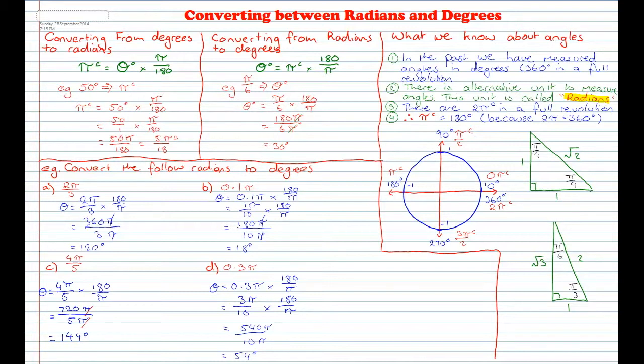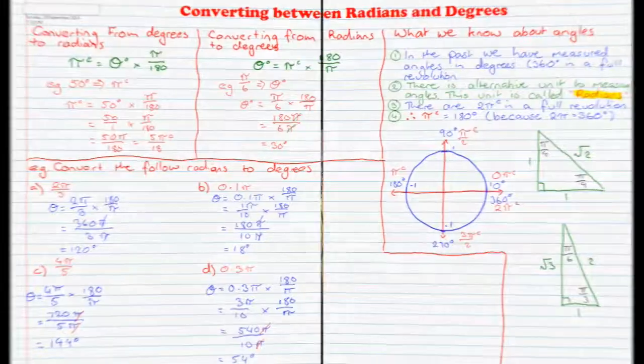Now for D, where I've got 0.3 pi, that's the same as saying 3/10 pi, or 3 pi on 10. And when I multiply that by 180 on pi, I end up getting 3 times 180 is 540 pi, and then 10 times pi is 10 pi. Once again, the pi's cancel each other out, and 540 divided by 10 is 54 degrees.